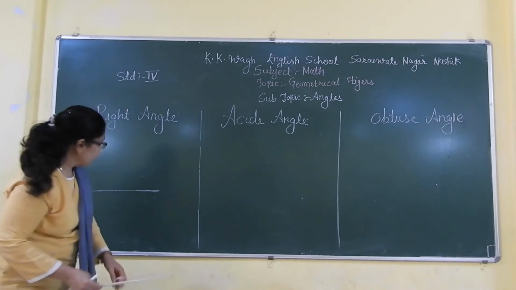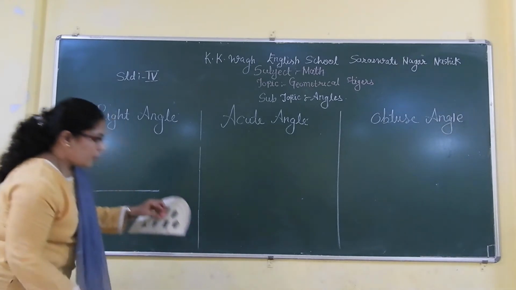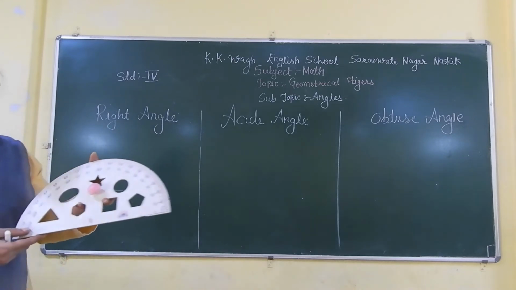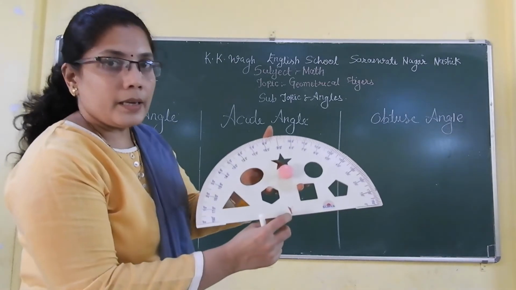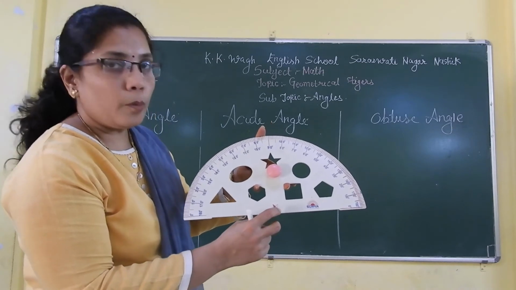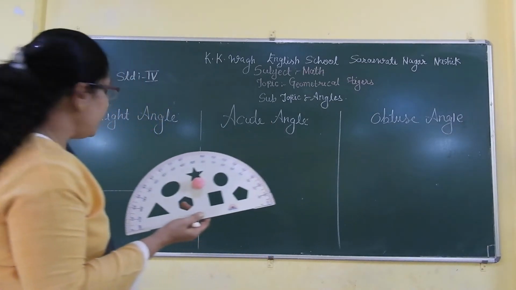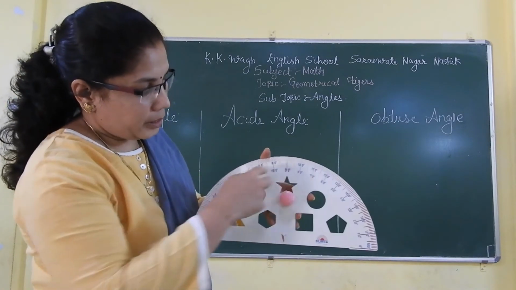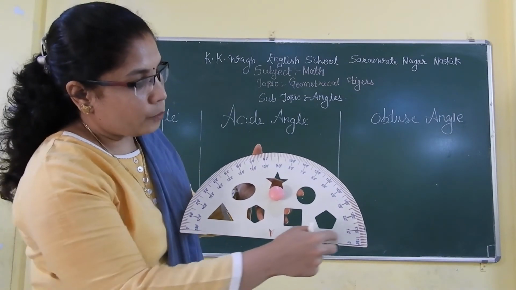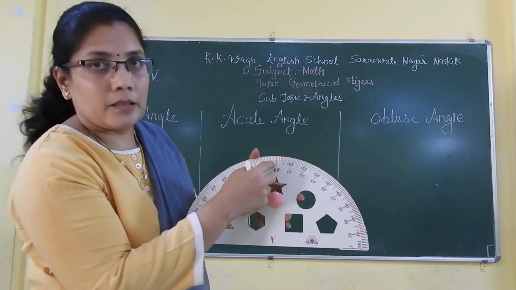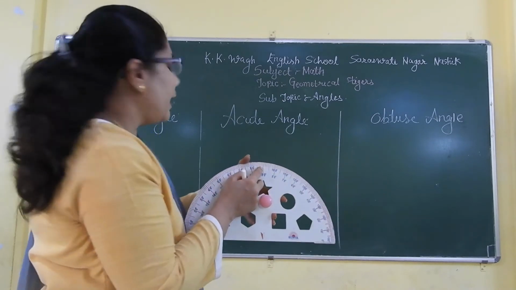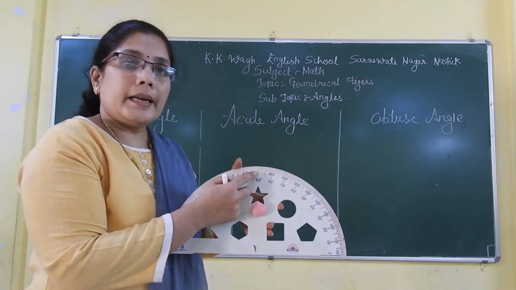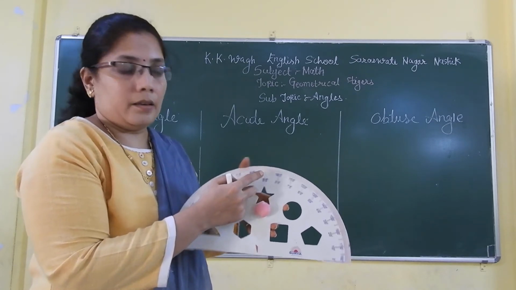Now with the help of this protractor, what you have to do, this is a protractor, you see it properly. Here you can see an arrow. We have to put this arrow on one end of the line and we have to measure it. These are the measurements, and here we have to measure 90 degrees for a right angle. Right angle means the angle which measures 90 degrees is called a right angle.